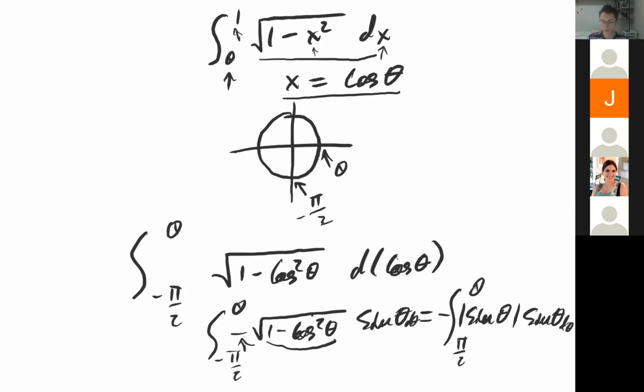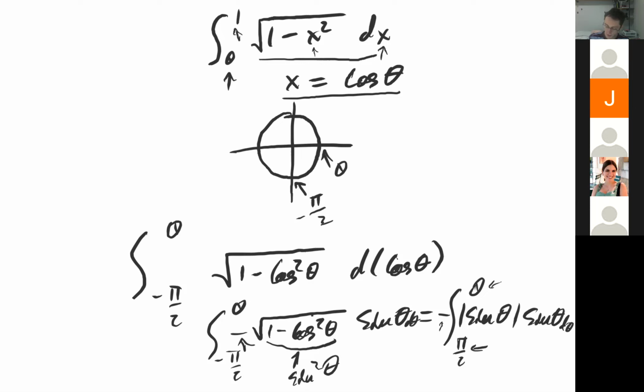It doesn't matter, you can replace it with either and it'll still work in this case. Okay, so once you've done that, you note that this is just sine squared theta, and the square root of sine squared theta gives you an absolute value. And you're going from pi over 2 to 0 here, okay? And you have a minus sign out front.